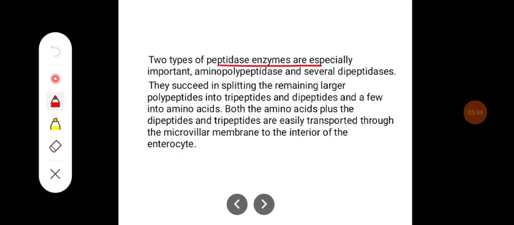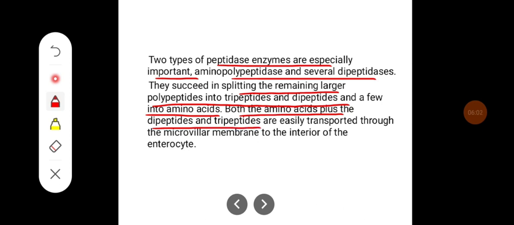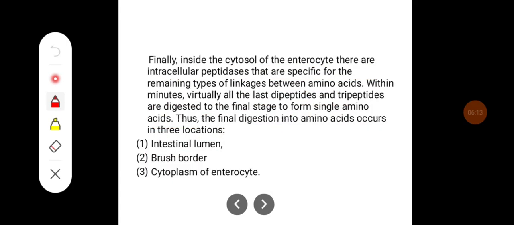Two types of peptidase enzymes are especially important: aminopeptidase and several dipeptidases. They succeed in splitting the remaining larger polypeptides into tripeptides and dipeptides and a few into amino acids. Both the amino acids plus dipeptides and tripeptides are easily transported through the microvillar membrane to the interior of the enterocyte.